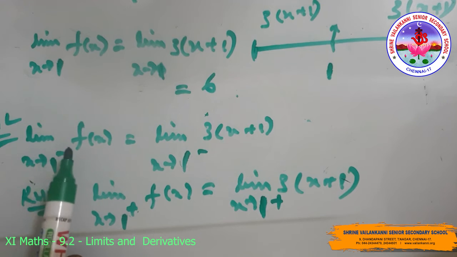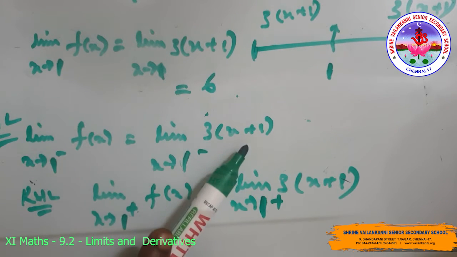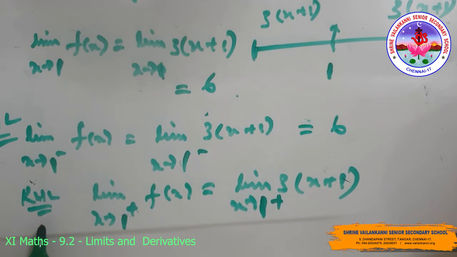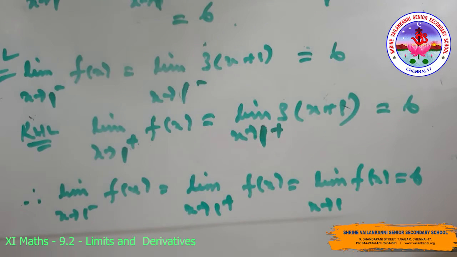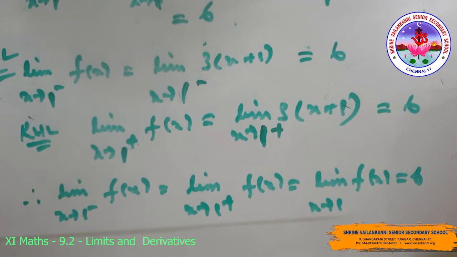And left hand limit x tends to 1 minus f of x, which is equal to the same function 3 into x plus 1. So substituting this, we get 6. And right hand limit x tends to 1 plus f of x, which is equal to the same function 3 into x plus 1. Substituting this, we get 6. Therefore, left hand limit equal to right hand limit, which is equal to the function which has same values, 6.